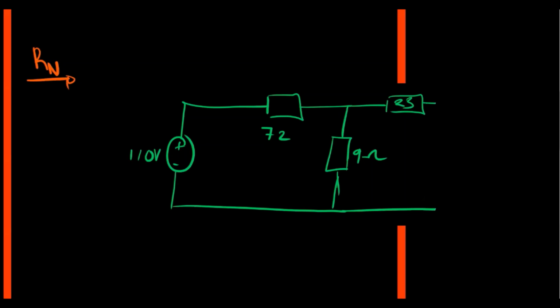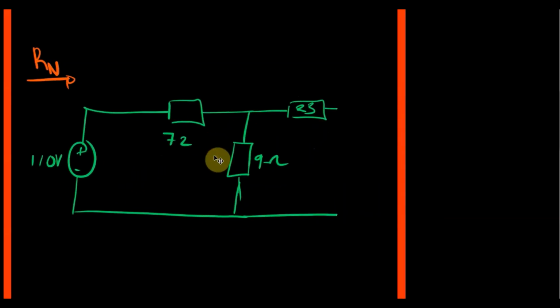And R Norton. Finding R Norton, we do exactly the same thing we would do when we were finding R Thevenin, or the Thevenin resistance, which was if you have voltage sources, you would short circuit them. That's exactly what we would do. Short circuit this voltage source. So short circuit this one, and then go ahead and get our Rn.